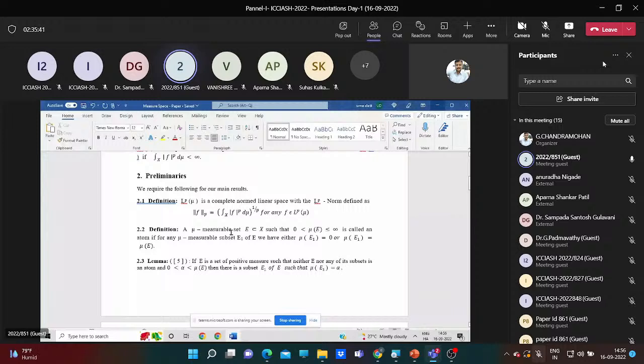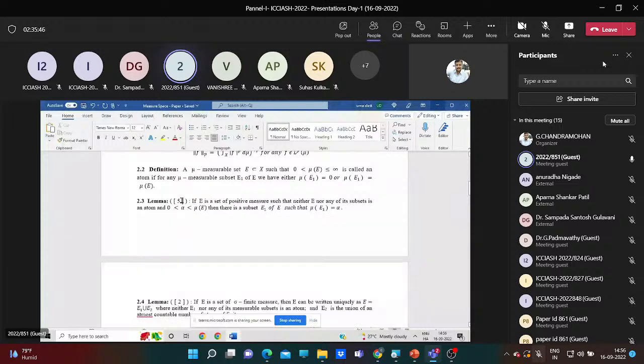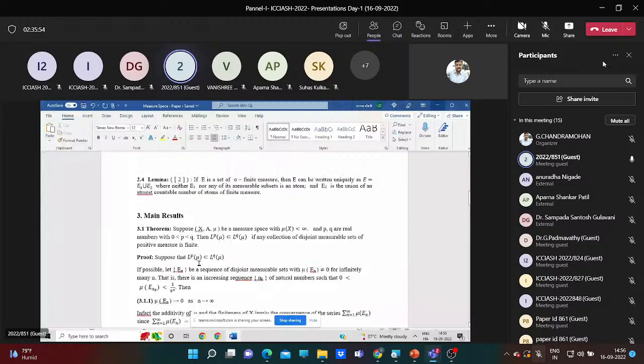And these are the two lemmas proved earlier by other authors. I have mentioned the reference numbers. So we have used this lemma and changed the conditions. Like I was mentioning, LP mu subset of LQ mu is a similar condition proved by another author using the inclusion mappings. Whereas what we are going to do is: LP mu is contained in LQ mu if any collection of disjoint measurable sets of positive measure is finite. This means there cannot be an infinite collection of disjoint measurable sets.